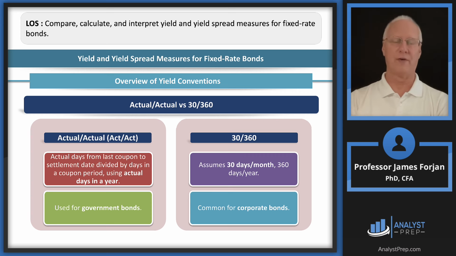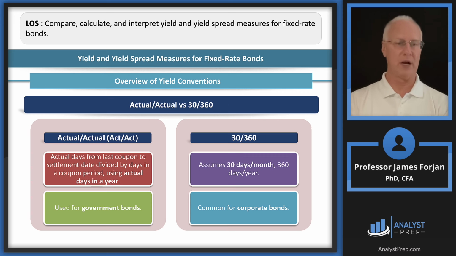But look over on the far right there. There is a convention to just say, you know what, we're not very smart. Let's just assume that every month has 30 days and that the year has 360 days. So we use that convention mostly for corporate bonds, but then we use the actual days from coupon to coupon and coupon to maturity date. This is used for government bonds.